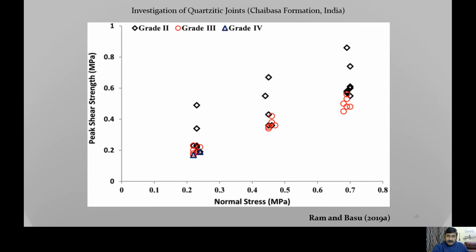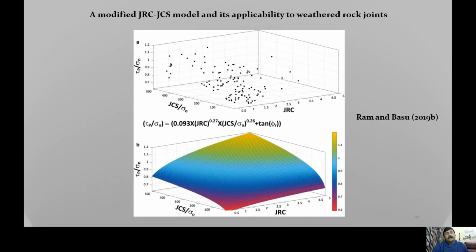So for minor asperities, as far as the JRCs are concerned, they controlled the strength of the asperities. Okay, so these minor asperities actually controlled the strength of the asperities, which in turn controls the shear behavior of rock joints. So this is a very, very interesting observation. Next, I'll be talking about a modified JRC-JCS model and its applicability to weathered rock joints. I'll be brief in my description.